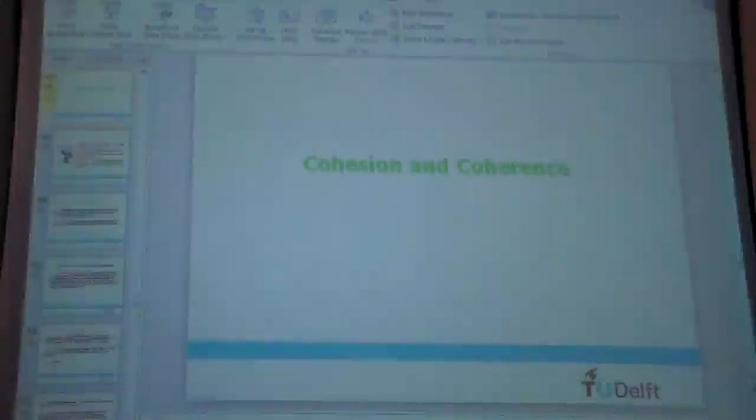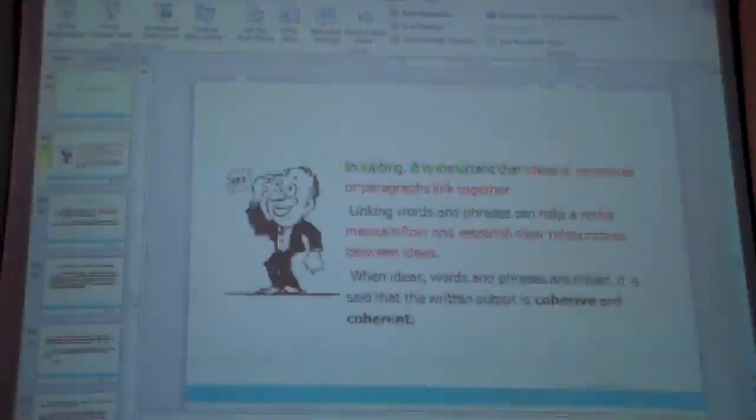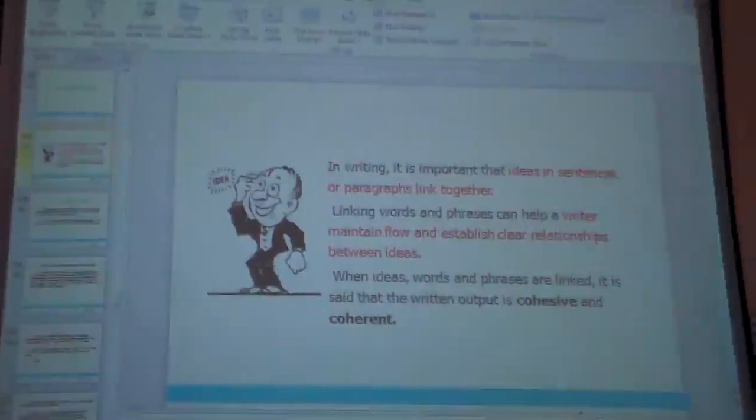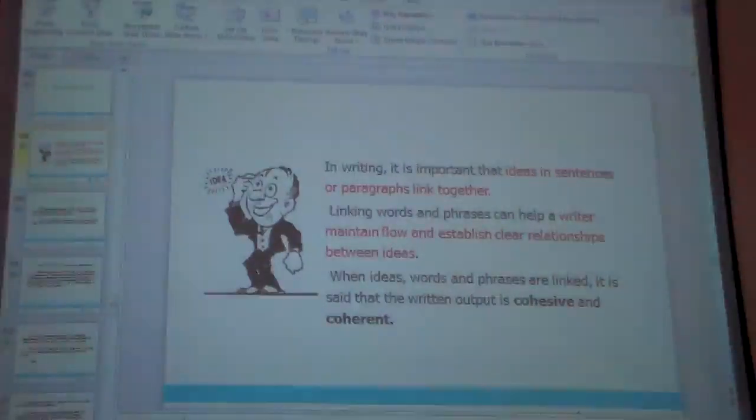You got it now, the difference between unity and coherence? So, yeah, like 10 minutes are left. We will go only through 2 slides here.